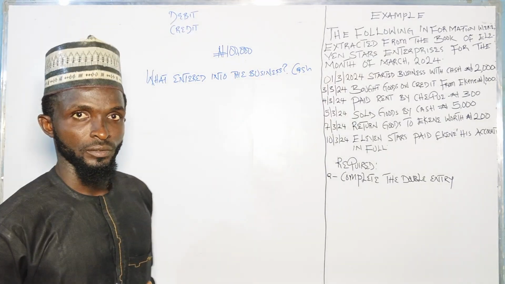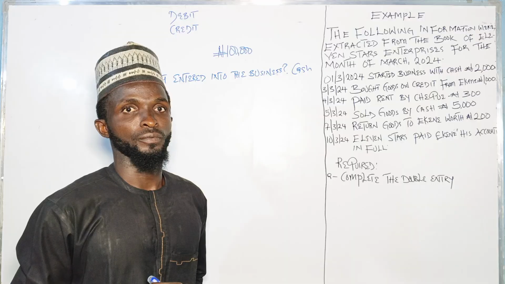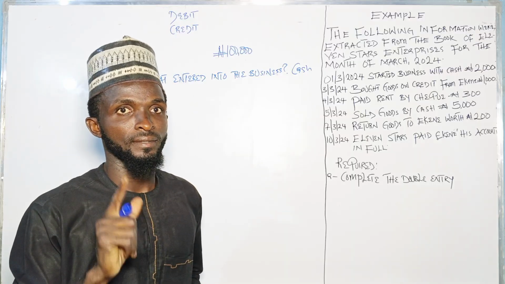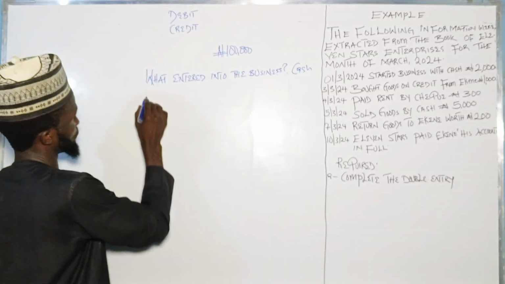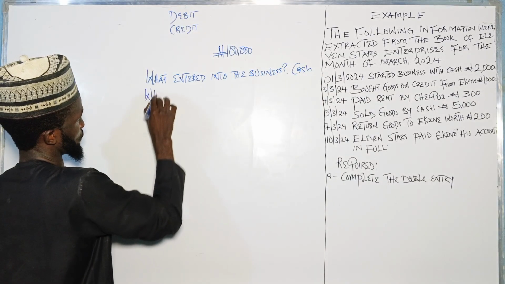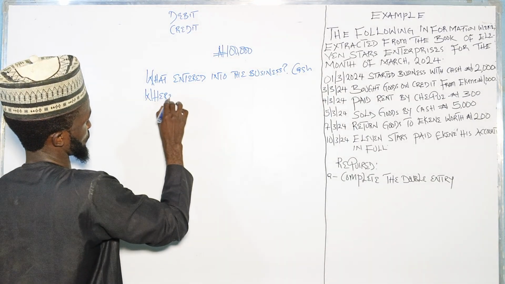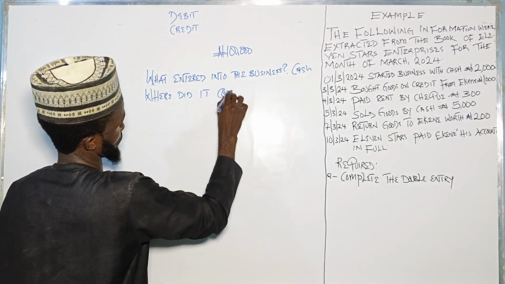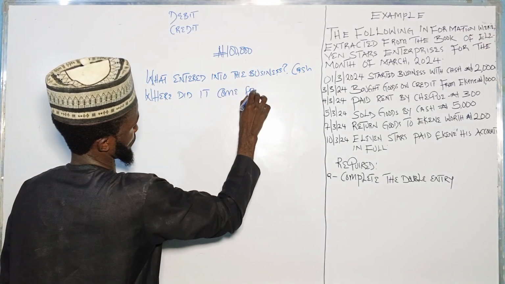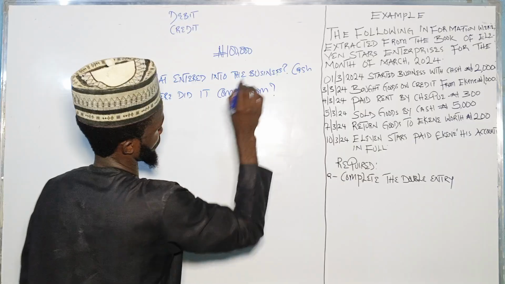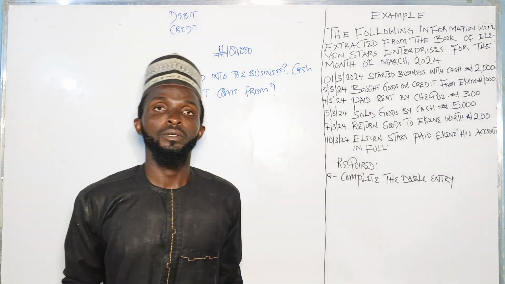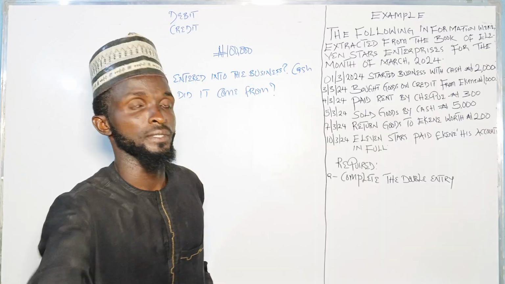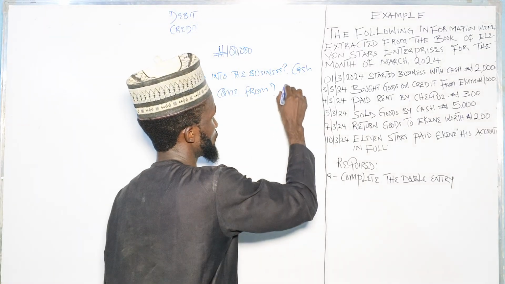The second question, then you ask yourself, where did the money come from? Remember, Musa introduced the money for the purpose of business. So you can say the money comes from Musa.